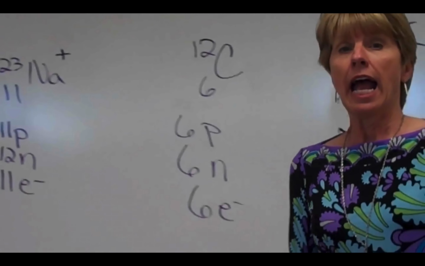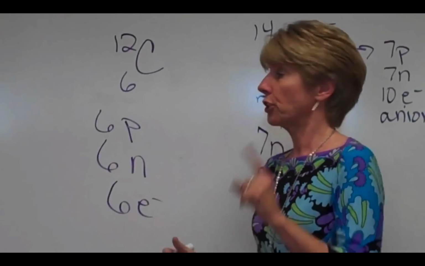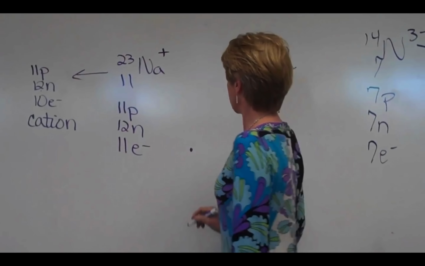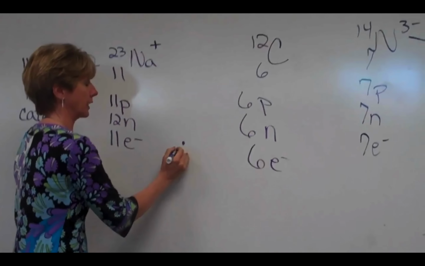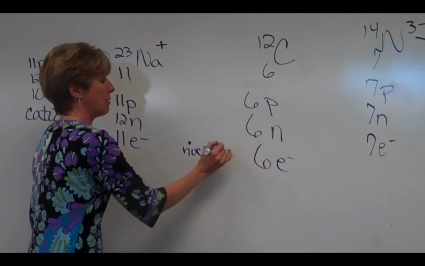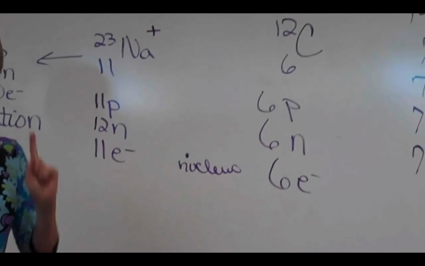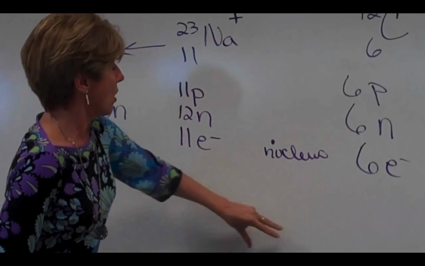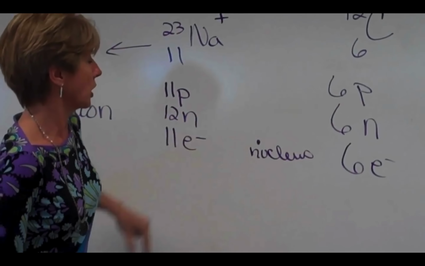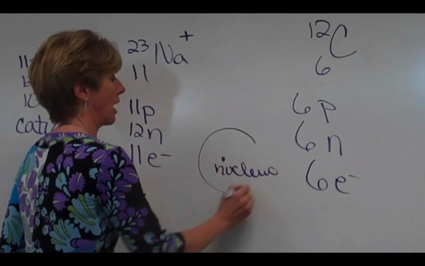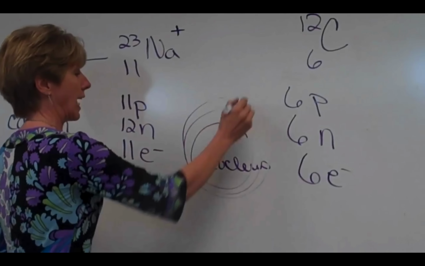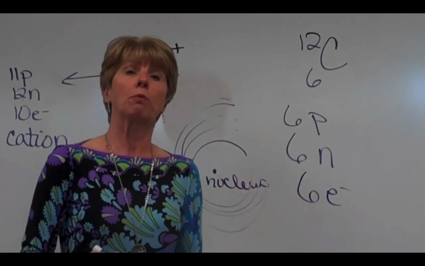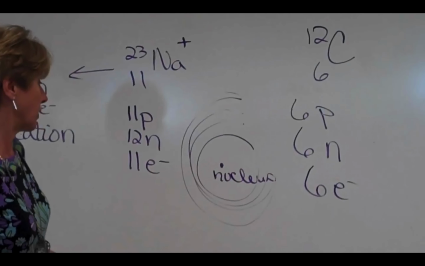Now, how does an atom get arranged? First of all, in the center of the atom is the nucleus. The nucleus is made up of protons and neutrons. Around the nucleus travel the electrons in various energy levels. Okay? We're going to go into that in our next section when we start doing electron configuration.